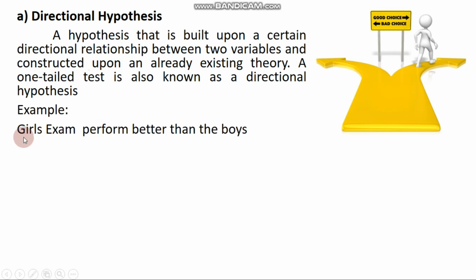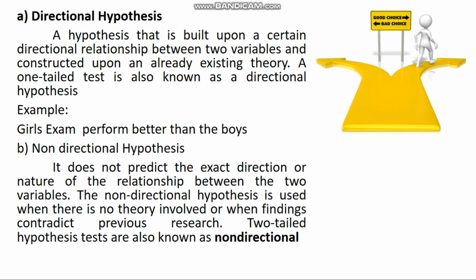For example, girls' exam performance is better than boys'. Based on a lot of public exam results, the percentage of girls' performance is better than boys'. That's why this directional hypothesis has been developed. Next one is the non-directional hypothesis.